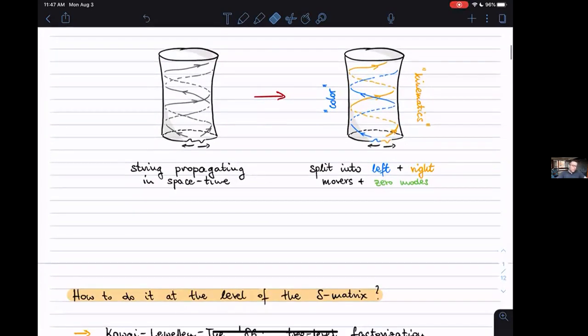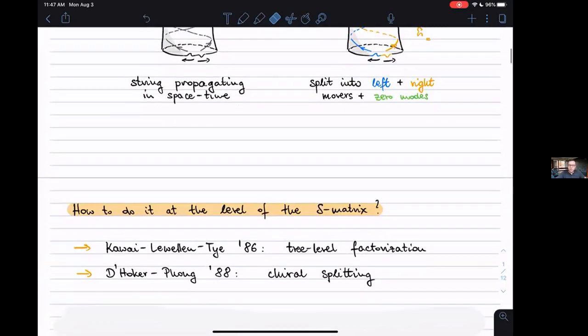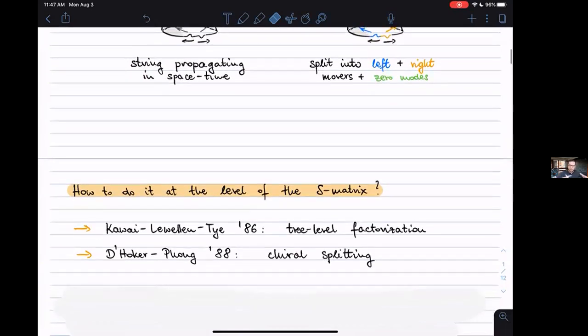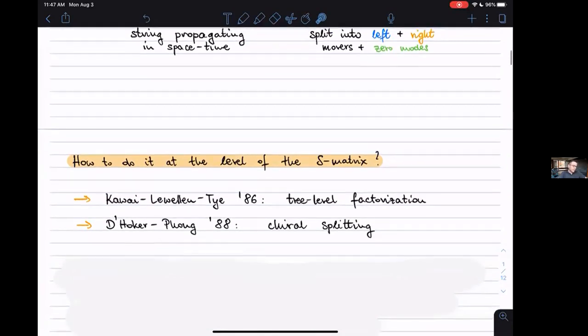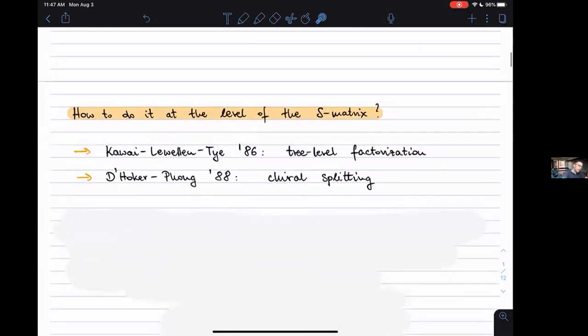But now we can ask a question, how to pull this off also at the level of the S matrix when we have interactions. And of course, that's something that on the one hand has been done by Kawai, Lewellen, and Tye in the 80s, who showed that at tree level, you have this factorization into left and right movers, which we know nowadays as the KLT formula. And there's also the work of D'Hoker and Phong on something that they call chiral splitting also in the 80s, who generalized this kind of picture to higher loops, also splitting things into left, right movers, and the zero modes.